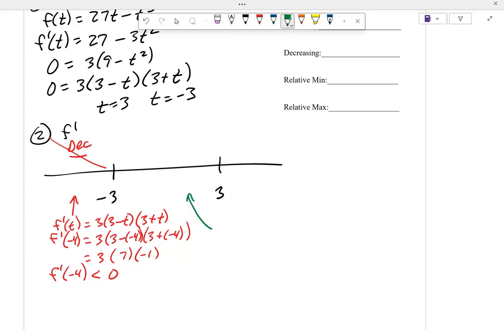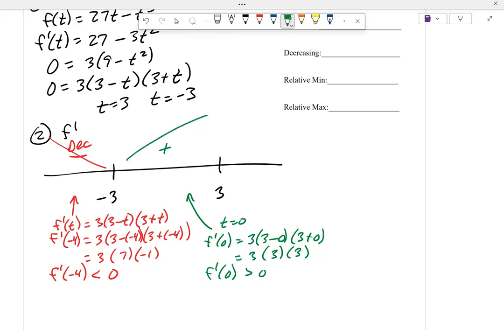I like to use 0. Let's use t being 0 on this one. So f prime at 0 would be 3 times 3 minus 0, times 3 plus 0. So we got 3 times 3 times 3. So f prime at 0 is definitely positive 27. So the original function must be increasing between negative 3 and 3. Finally, let's throw something in to the right of 3. How about just a 4?